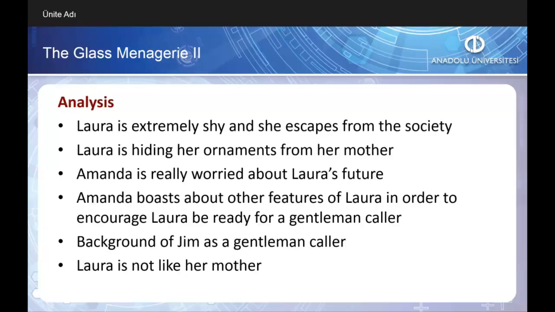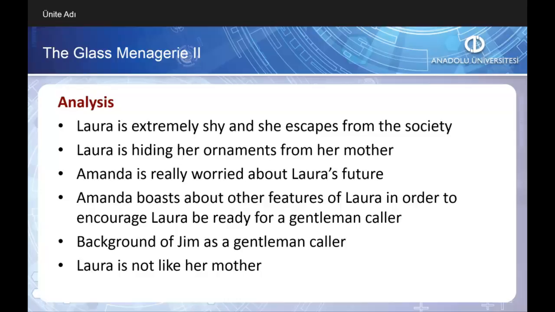In this scene, we see that Laura is extremely shy and she escapes from the society around her. She is hiding her ornaments even from her mother because she knows that her mother will not accept her as she is. And Amanda, as a mother, is really worried about Laura's future. She thinks that her future lies only with the help of a gentleman caller. And Amanda boasts about other features of Laura in order to encourage Laura to be ready for a gentleman caller.